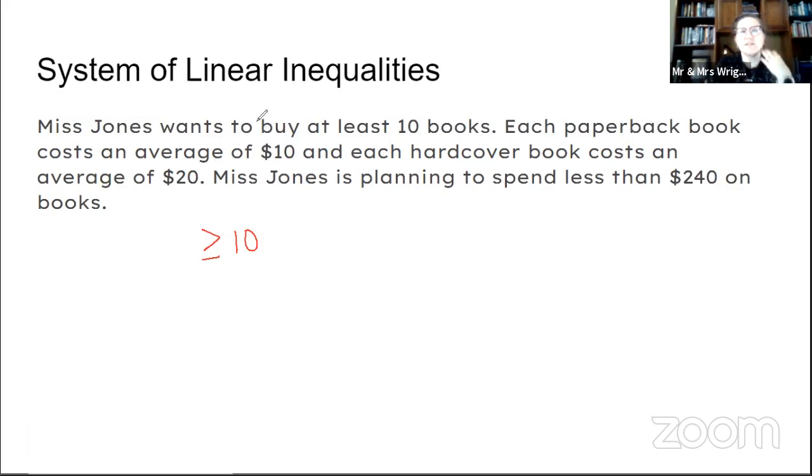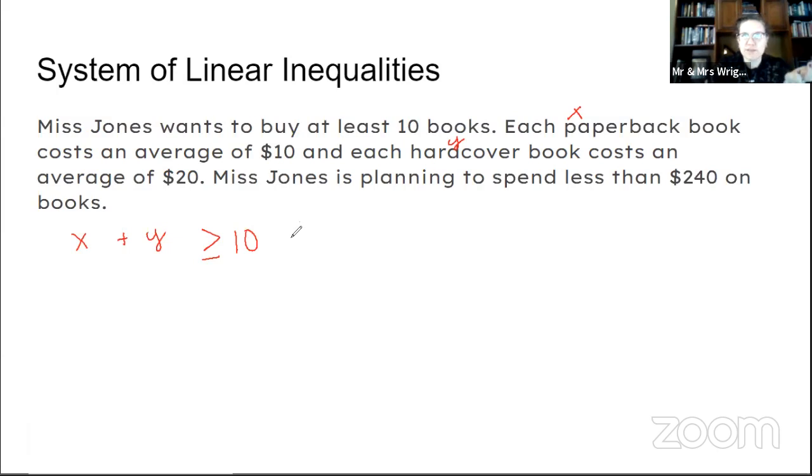so we know she's buying paperbacks and hardbacks. But I don't want to use P and H, because if I'm going to be graphing, I need to know which one's going to be my vertical change and which one's going to be my horizontal change. So I'm going to say that paperback is X and hardcover is going to be my Y. So X plus Y is going to be greater than or equal to 10. All right, so that's my first equation.